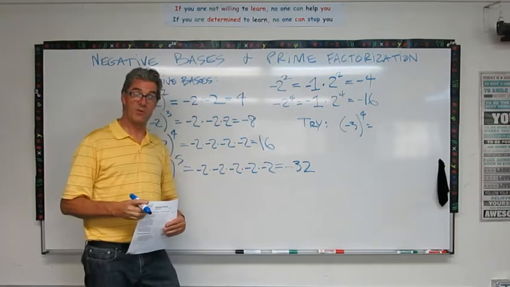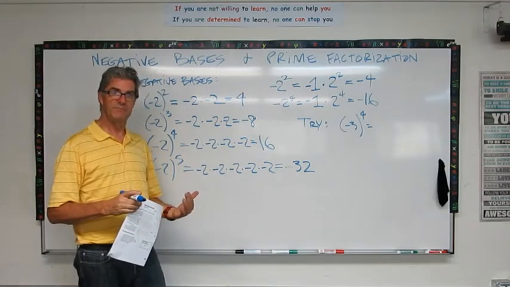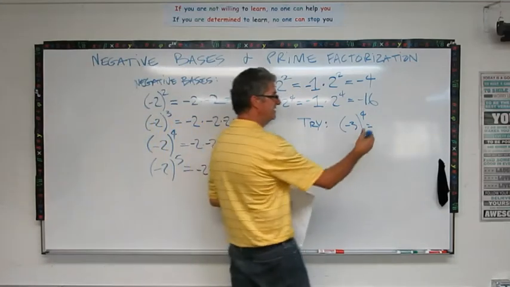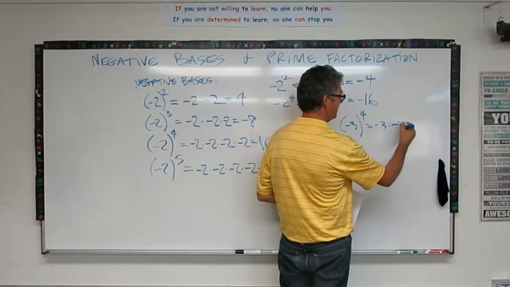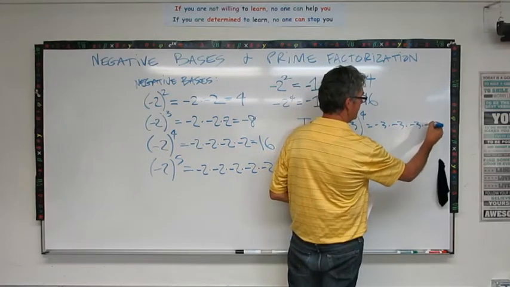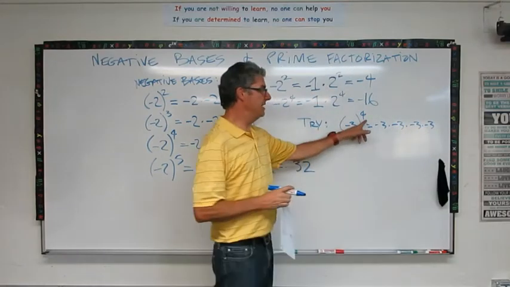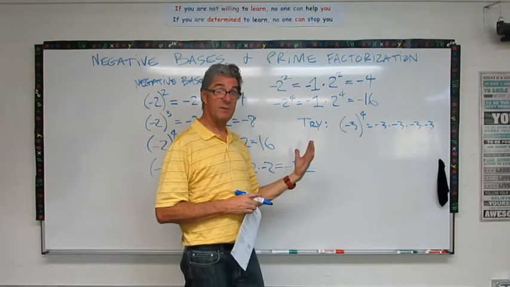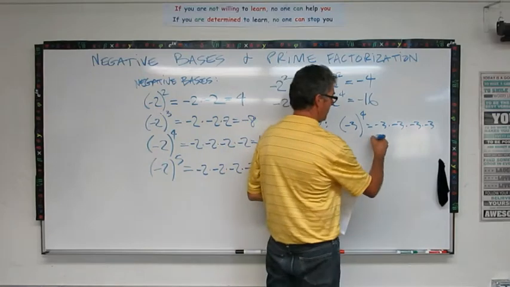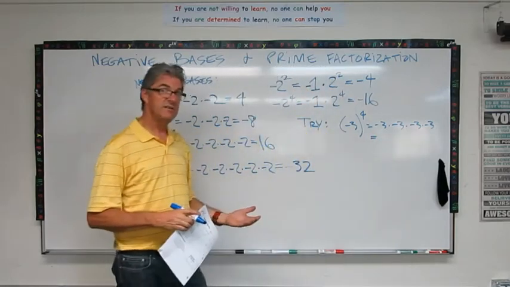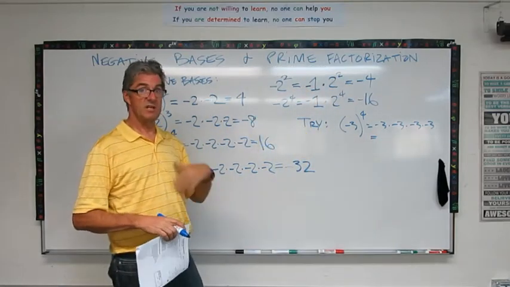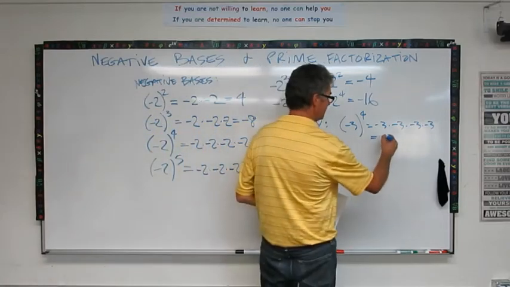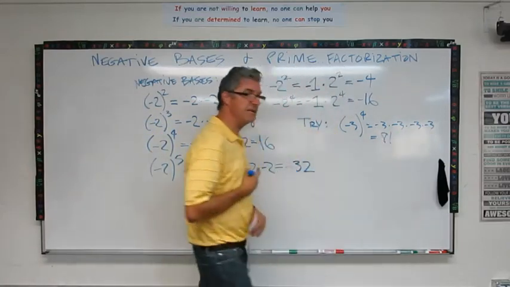Negative 3 to the 4th power. Pause the video. Okay, let's see how you did. This is negative 3 times negative 3 times negative 3 times negative 3. Even power with a negative base means my answer is going to be positive. And 3 times 3 is 9, times 3 is 27, times the last 3 makes 81. So the answer of this one is simply 81.